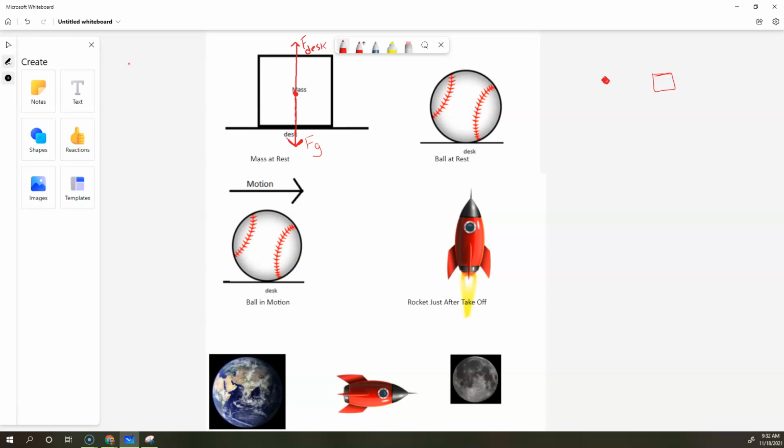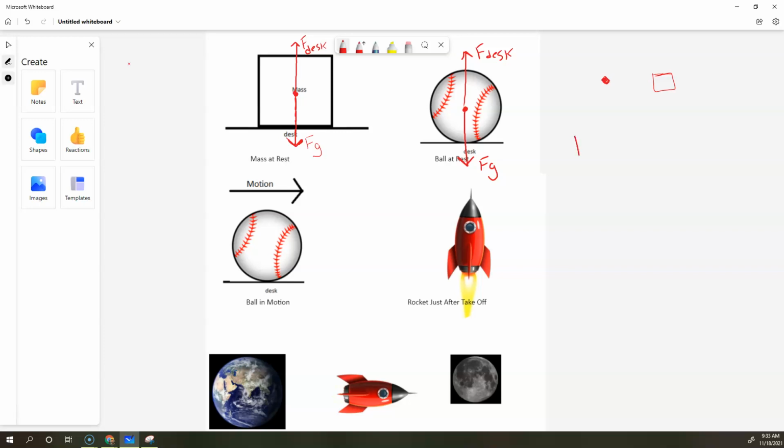What about if we have a ball on the desk? Does the picture change? No, of course it doesn't. If I wanted to draw a free body diagram directly on top of this ball, I would have the exact same picture. Now, these forces aren't going to be the same force. In other words, if this mass is a very, very large mass and this ball is a very, very small mass, they might have different forces due to gravity.